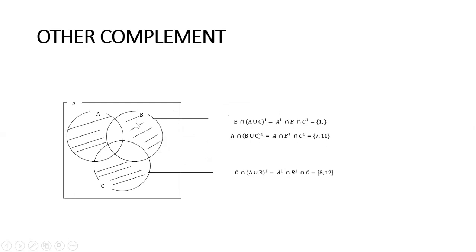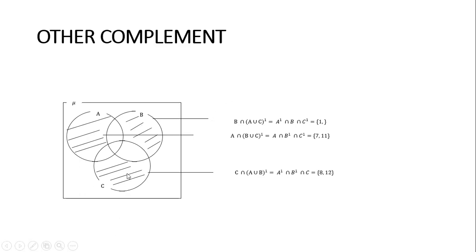Then B: the element found in B alone is B intersection (A union C) complement. Using De Morgan's law, A and C carry the complement, and the sign will change to intersection. So A complement intersection B intersection C complement, and the element found there is 1.